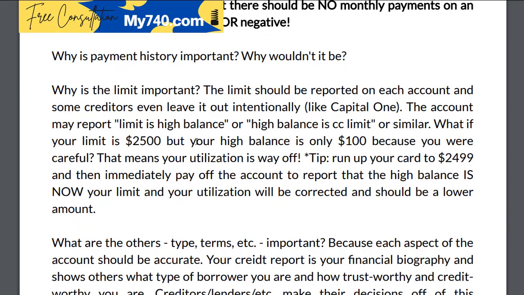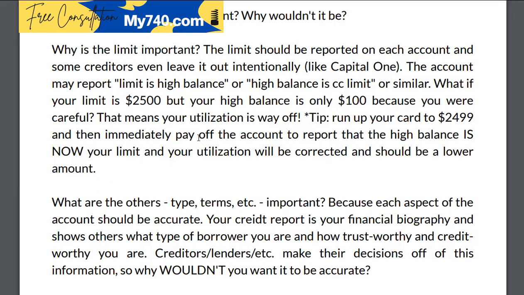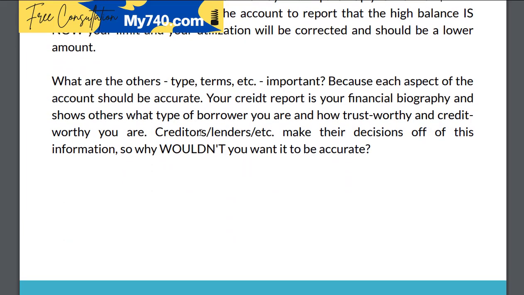Why is the limit important? The limit should be reported on each account, and some creditors even leave it out intentionally, like Barclays and Capital One, right? So the account may report limit as the high balance or high balance as CC limit or similar. Now, what if your limit is $2,500, but your high balance is only $100 because you were careful? Now, this means that your utilization is way off, right? So here's a tip. Run your card up to $24.99 and then immediately pay off the account to report that the high balance is now your limit, and utilization will be corrected and should be a lower amount, right?